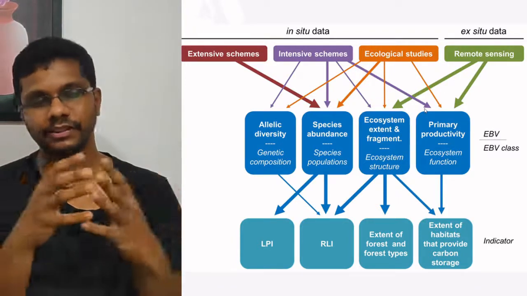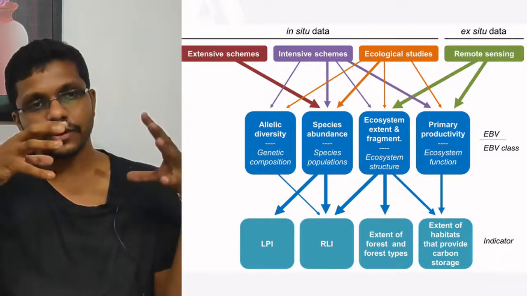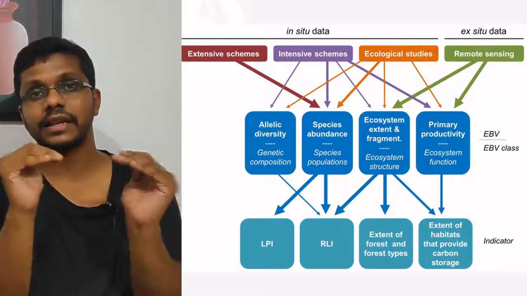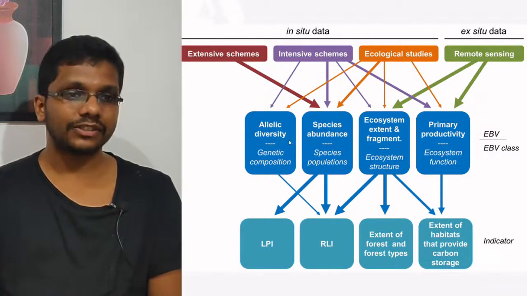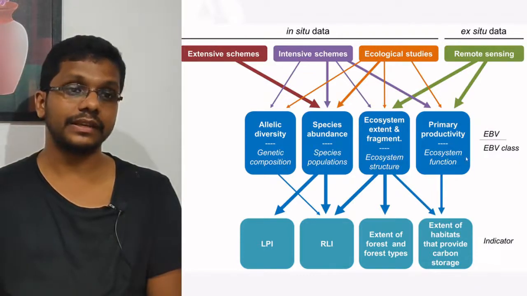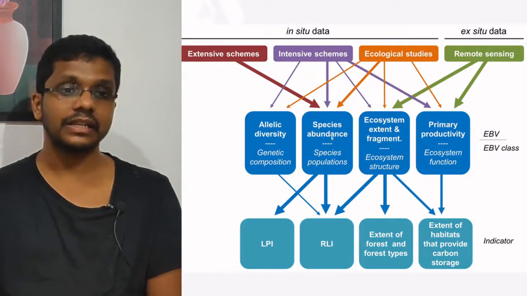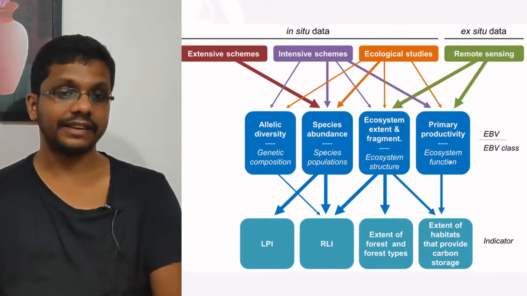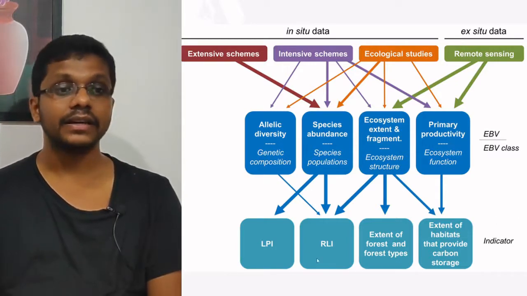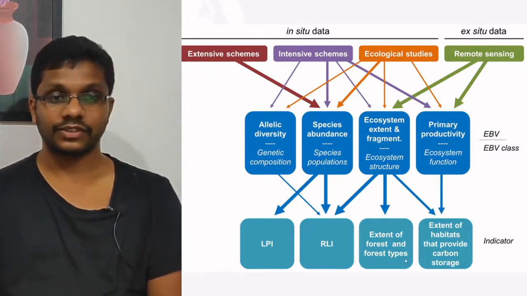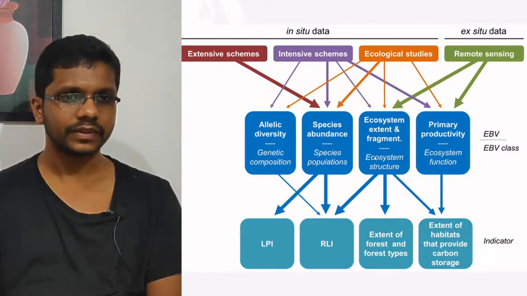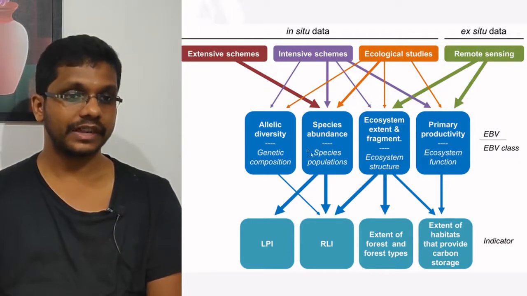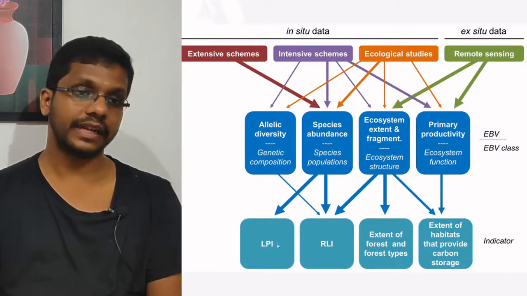So across the globe, different people are doing different types of studies. Actually, by using this scheme, we can integrate all of this data into a single platform called essential biodiversity variables. And we can calculate the performance of each of these, how allelic diversity is increasing or decreasing, changes in species diversity, etc. So from this, we are deriving indicators. Indicators like LPI, RLI, extent of forest and forest type, etc. So if you know the ecosystem structure, we can derive these things. If you know species diversity, LPI and RLI can be derived from that.